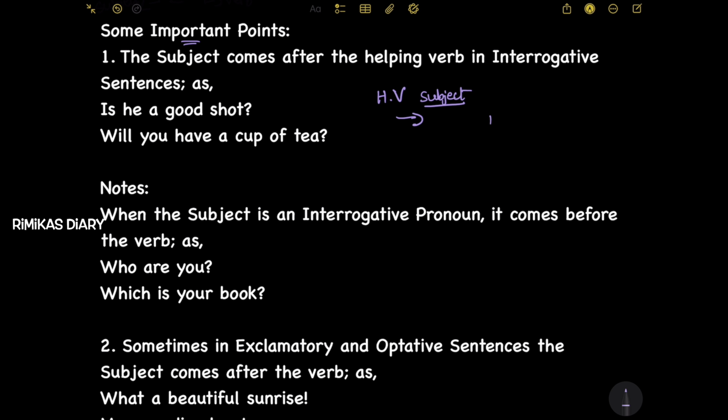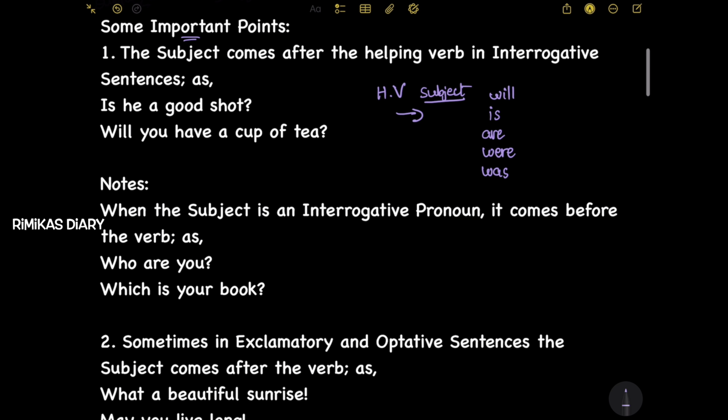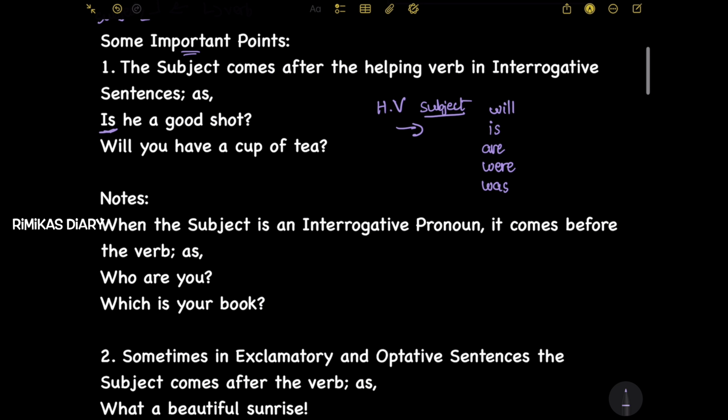Helping verbs are like is, are, was, will, etc. So, is he a good shot? So here is is the helping verb, he is the subject. So the subject came after the helping verb. Will you have a cup of tea? So here will is the helping verb, you is the subject. So the subject came after the helping verb.